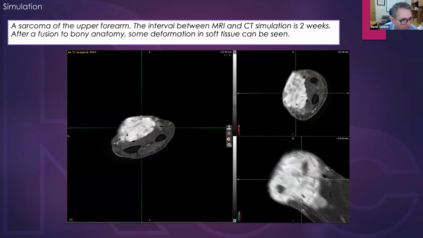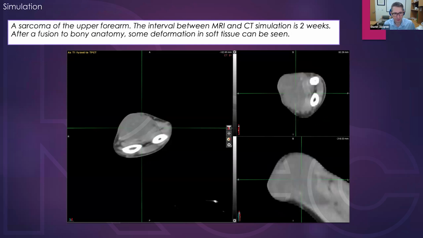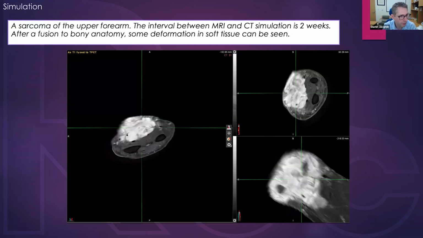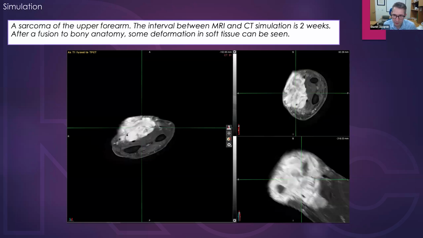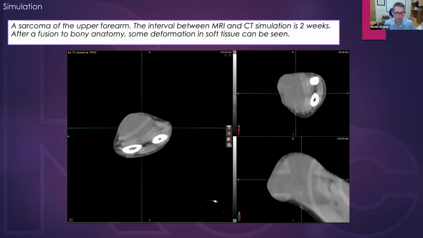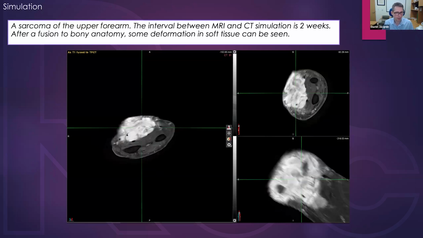Here we have a sarcoma of the upper forearm. I'm just going to start a little back and forth so you can compare and contrast the CT and the MRI. The interval between MRI and CT is about 2 weeks. And after a fusion to bony anatomy, there is definitely some deformation of the soft tissue. I think this is a little bit of tumor progression. I think the tumor has actually gotten a little bit bigger, but there's also a little bit of deformation because of the squishiness of the arm and the muscle and the tumor itself being a little bit compliant.